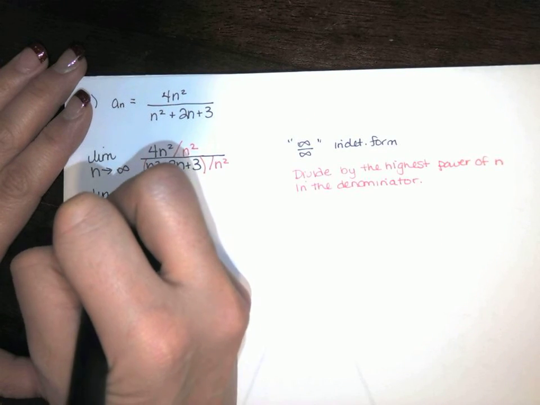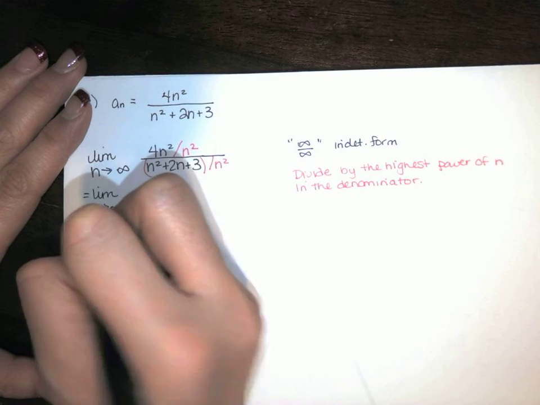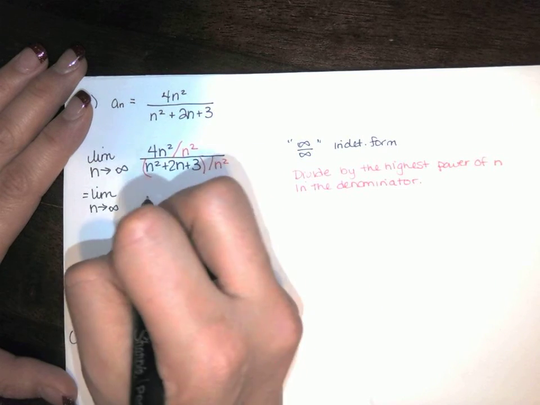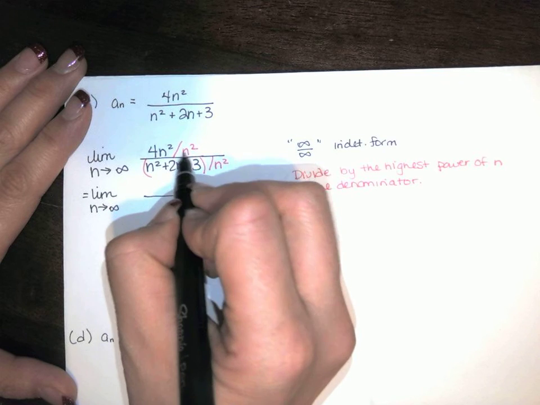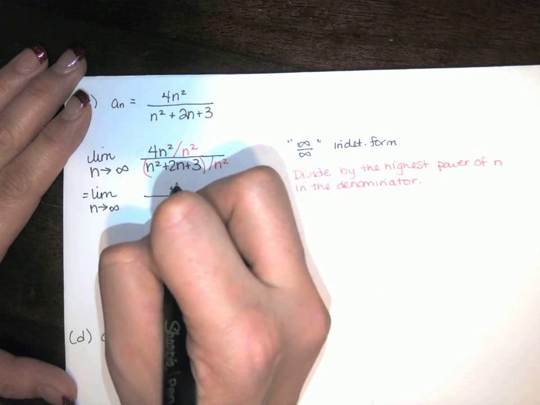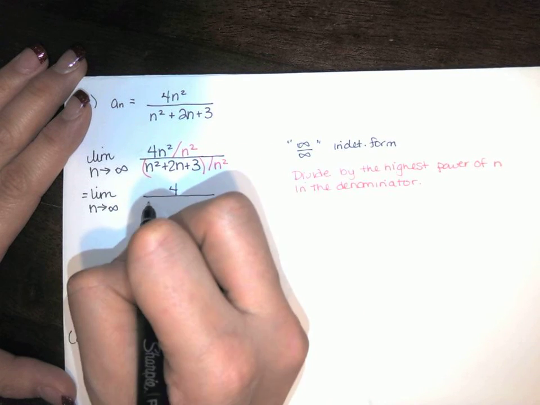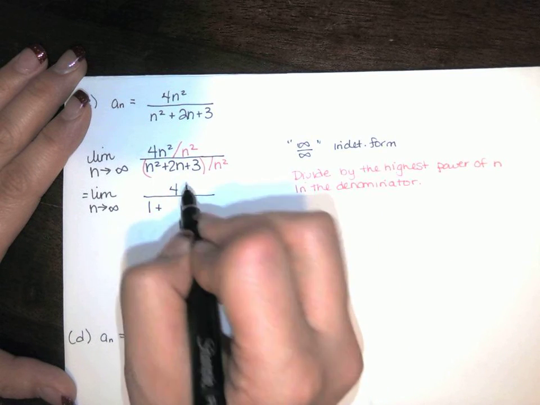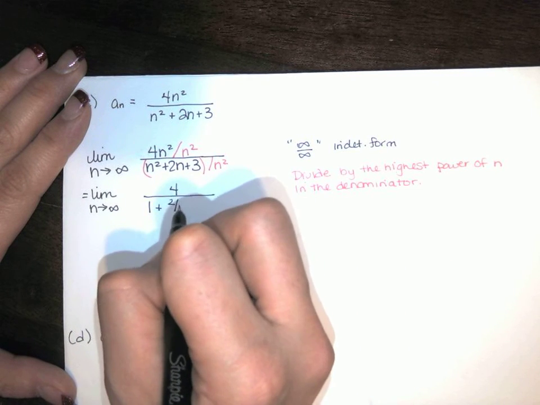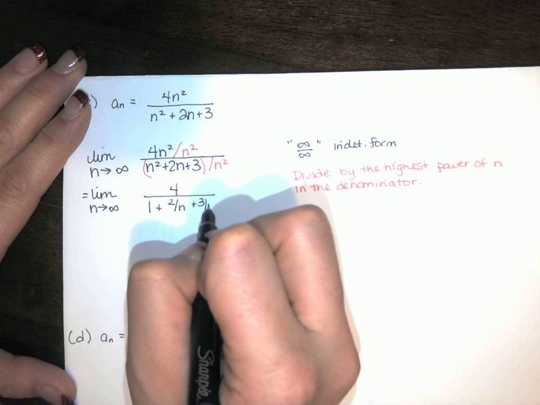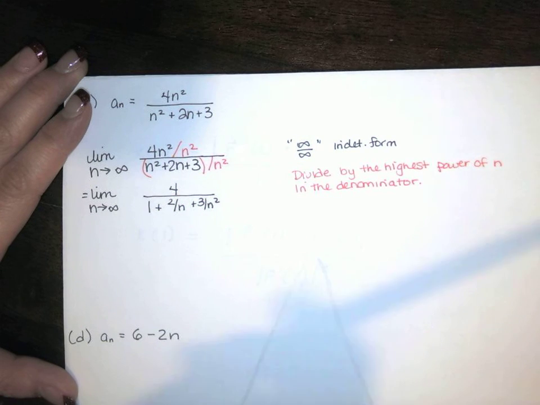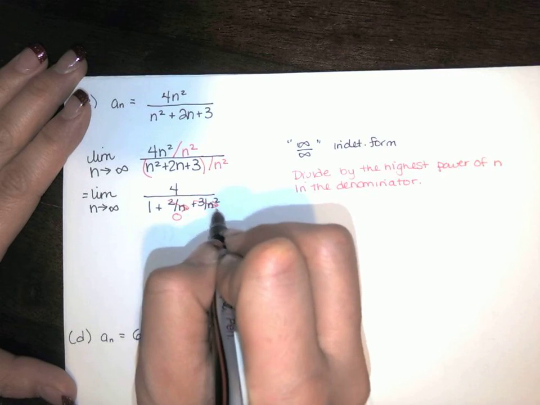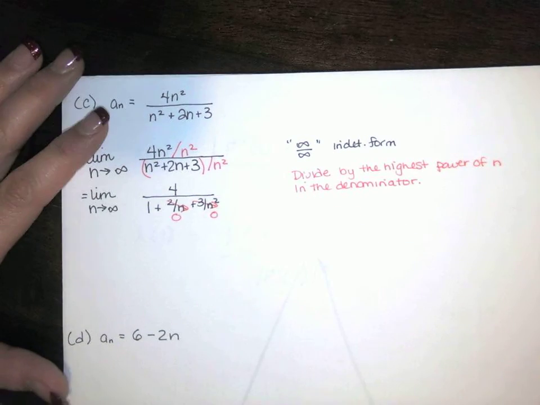Now watch this. Remember how this works. If you've got a polynomial with multiple terms, you divide each term by the n squared. In the numerator, 4n squared over n squared, that cancels, and we just get the 4. N squared over n squared is 1. 2n over n squared. One of those n's will reduce, and we'll just have a 2 over n. And then the last one is 3 over n squared. As n goes to infinity, this guy goes to 0, and this guy goes to 0, and so we get a limit of 4.